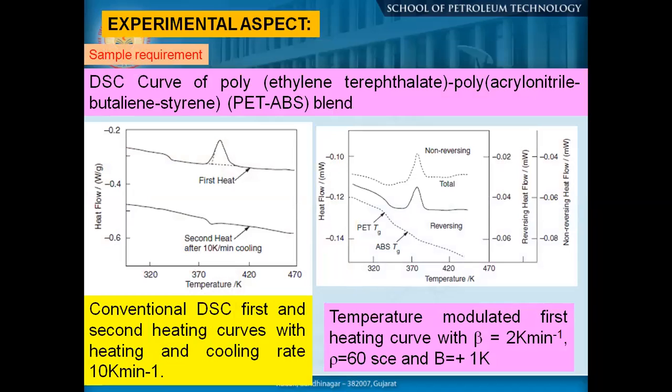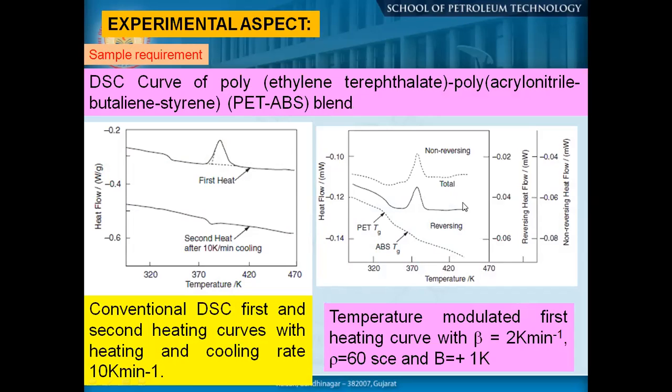If you see here the sample requirement, one graph is through a conventional DSC, and another is a temperature modulated DSC. This initial DSC curve gives you the first heating, and this is the second heating after 10 Kelvin per minute cooling. If you see the heating and the cooling, they are not following the same graph. In the conventional DSC, the first and second heating curves, with the same heating and cooling rate in both cases, still give a different graph.